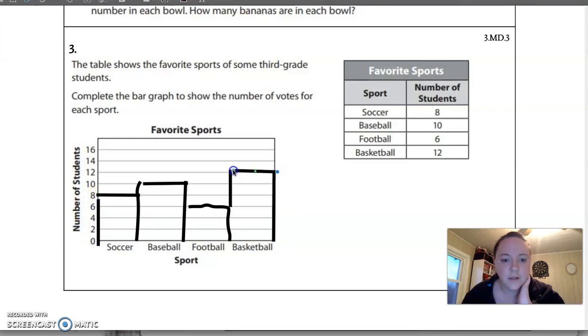Okay. Now that these are all connected and Miss Barker has got this somewhat figured out here, we can look at it now. Okay, soccer's 8, baseball is 10, football is 6, and basketball is 12. Now these are the number of students. Number of students always matches up to this, then the sport on the bottom. Done. Just like that. And then you can shade it in if you want for a bar graph. You can totally do that.